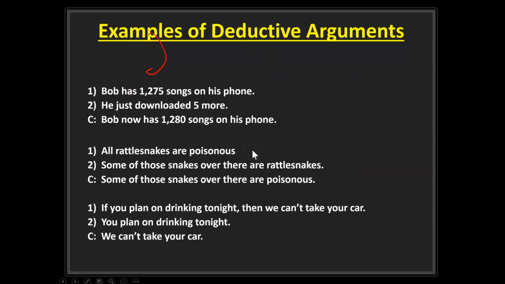Or here's another example. All rattlesnakes are poisonous, and some of those snakes over there are rattlesnakes, so it follows necessarily that some of those snakes over there are poisonous, right? If these 2 are true, that would have to be true as well. Again, it adds up like math. There's a real rhythm to these arguments. One last one. If you plan on drinking tonight, then we can't take your car. And you just said you plan on drinking tonight, so it follows necessarily that we can't take your car. See, again, if the premises were true, the conclusion would have to be true.